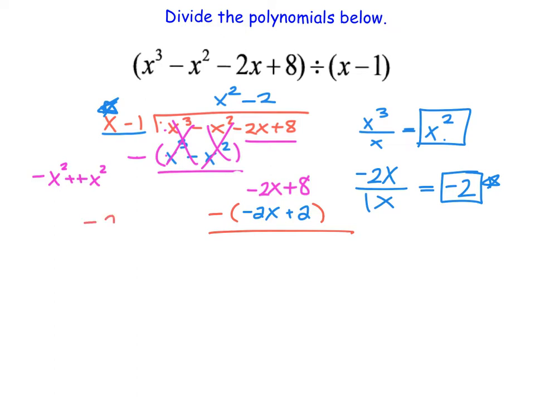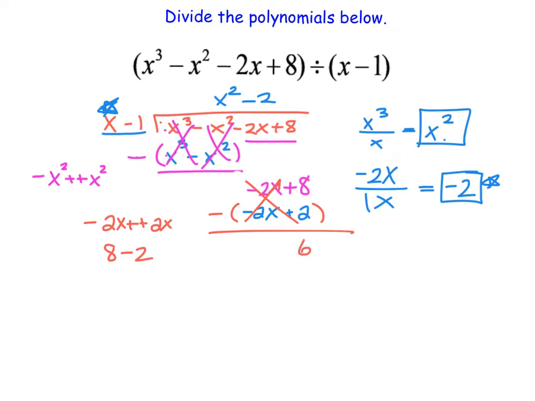So we have negative 2x minus a negative 2x. Well, keep, change there tells me that negative 2x plus 2x becomes 0x. So those cancel out. You can either cancel them or write the 0x there. And then the next part is 8 minus 2, which becomes 6.